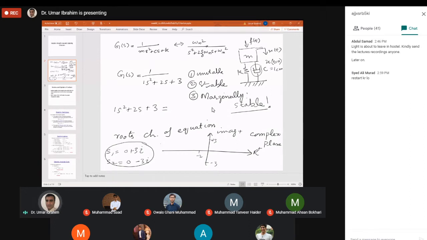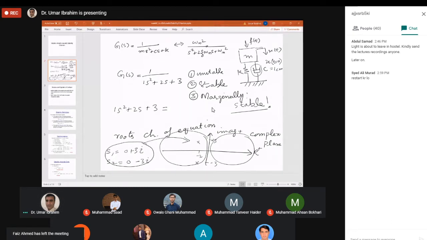Also, you can plot these poles on the complex plane, and based on their location on the complex plane, you can tell whether the system is stable, unstable, or marginally stable. So if the poles are in the left-hand side of the complex plane, then the system is stable. If the poles are in the right-hand side of the complex plane, then the system is unstable.